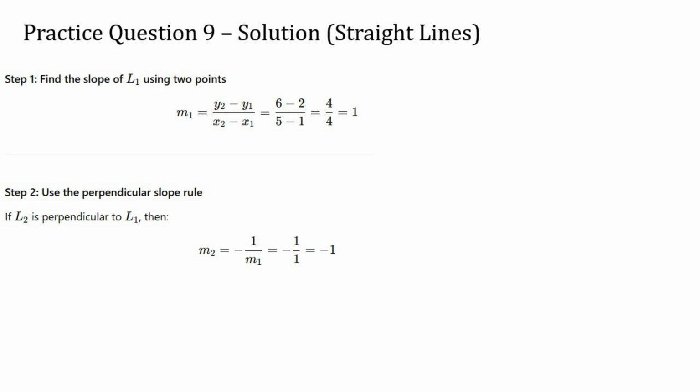In our case, we simply take the reciprocal of the slope we found earlier and change its sign to find the slope of the new line we're looking for. This gives us a slope of -1.